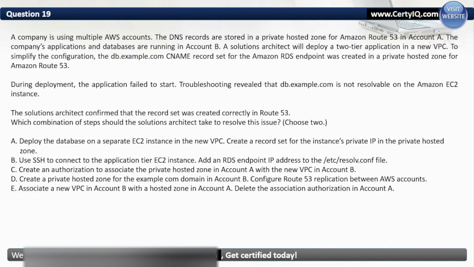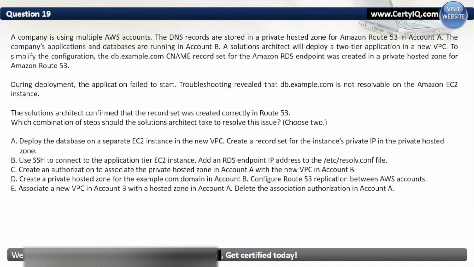Question 19. A company is using multiple AWS accounts. The DNS records are stored in a private hosted zone for Amazon Route 53 in account A. The company's applications and databases are running in account B. A solutions architect will deploy a two-tier application in a new VPC. To simplify the configuration, the db.example.com CNAME record set for the Amazon RDS endpoint was created in a private hosted zone for Amazon Route 53.